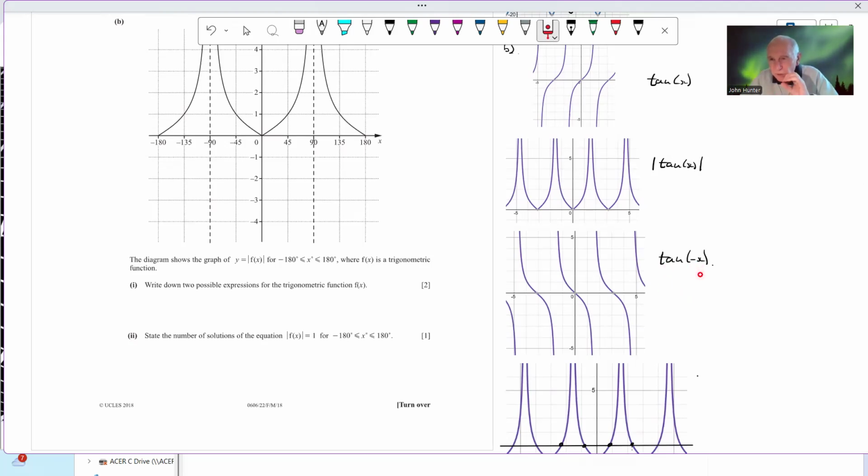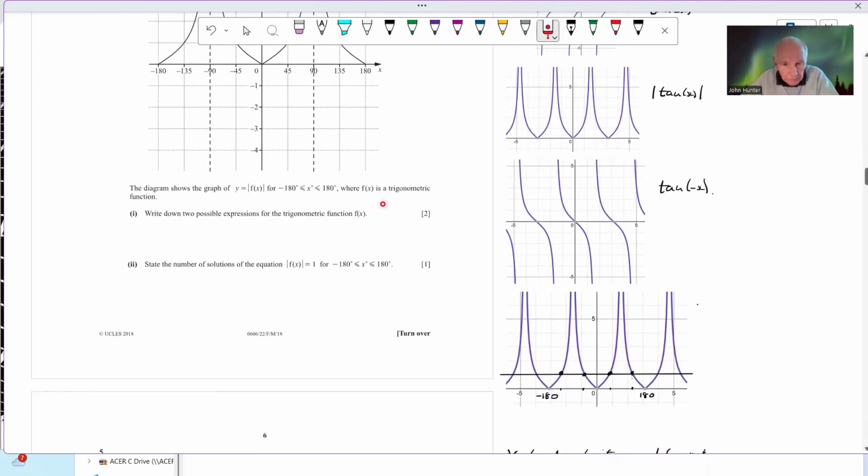Now, this is a transformation of graphs. If we're replacing our x by minus x, what we are doing is reflecting the whole curve in the y-axis. So I flip that over, and then of course, if we then take the absolute value of it, we're going to end up with the same thing, which is the graph we got over here. Right, so that's that. Those are the two possible solutions. I dare say there might be other things if we got really complicated with our maths, but those are the ones they're looking for, obviously.